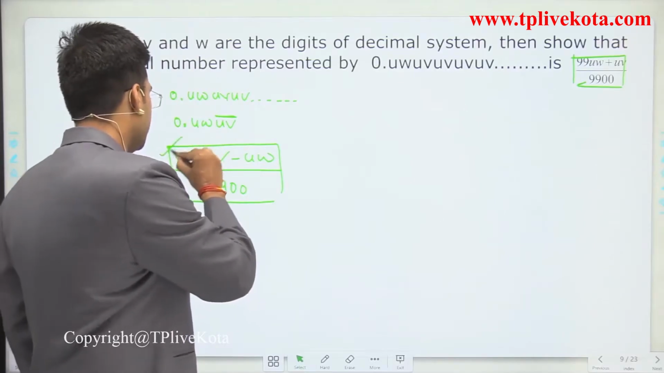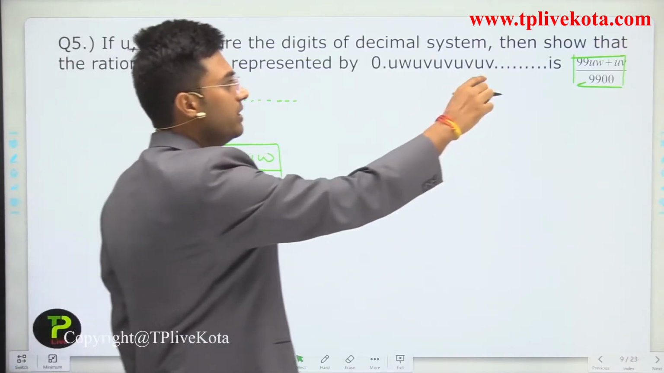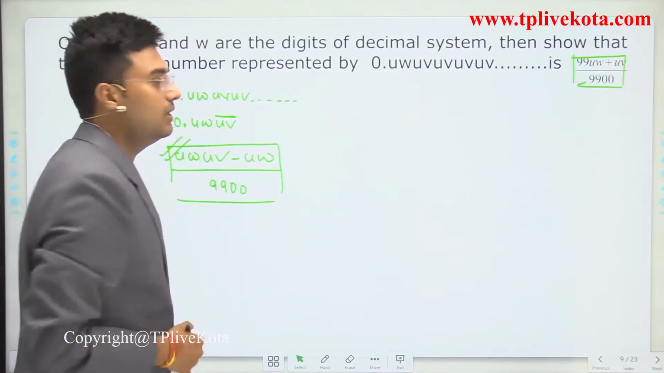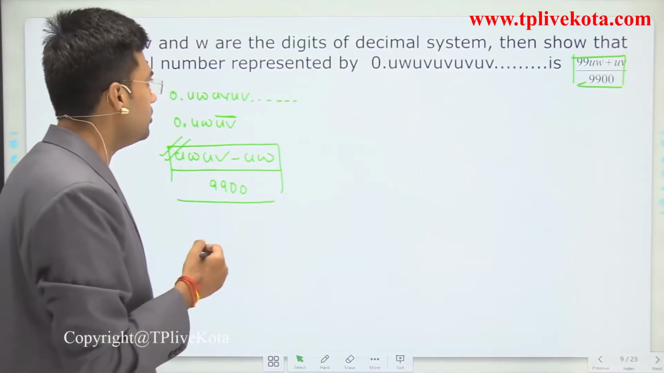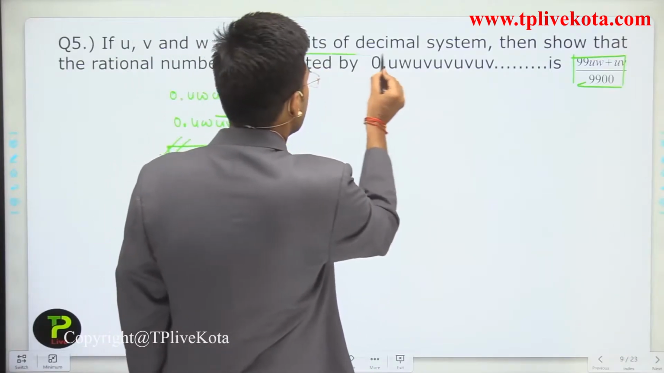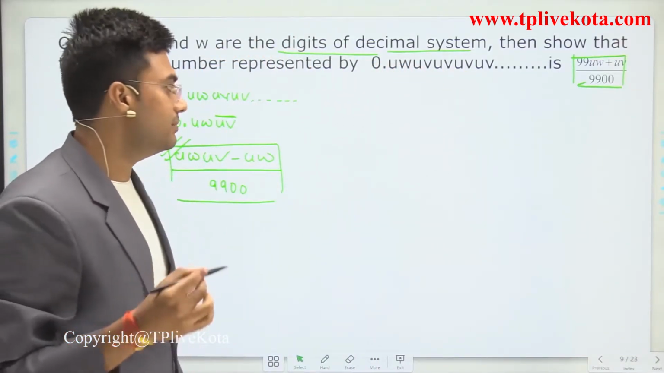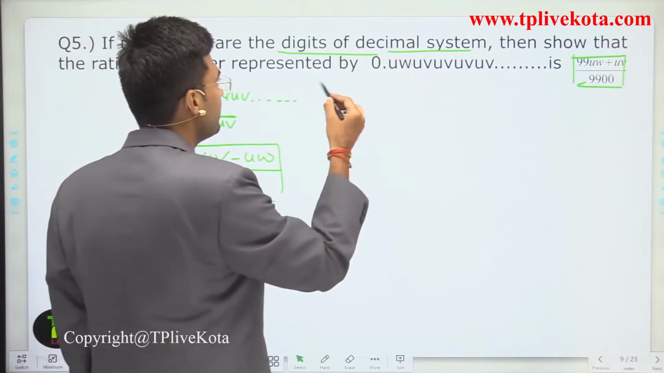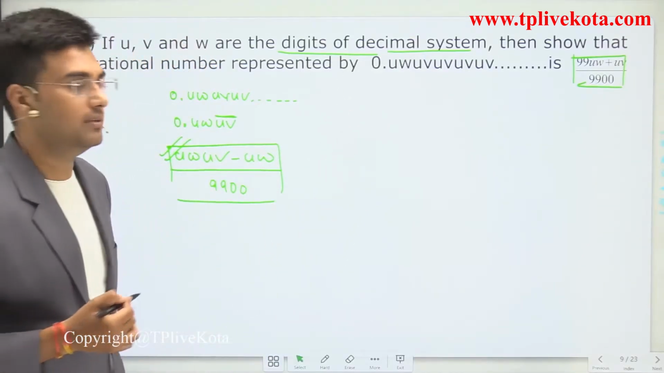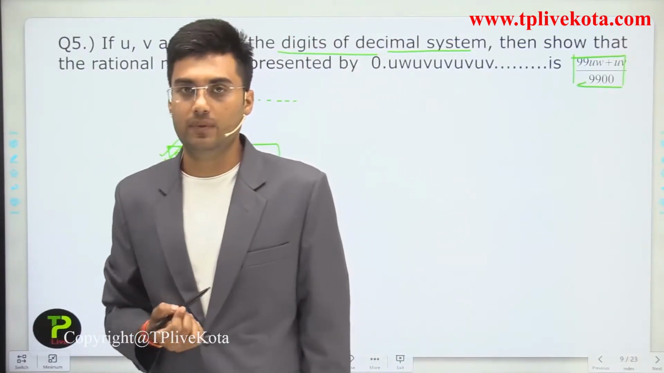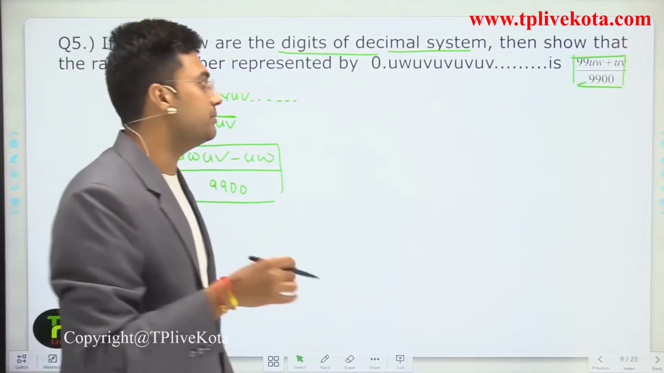This is also correct, but we have to prove it in this form. So how to prove this in this form? Let's start. We know that u, v, w are digits of the decimal system. And dear student, what is the meaning of decimal system? In the decimal system, the base of the number is 10.